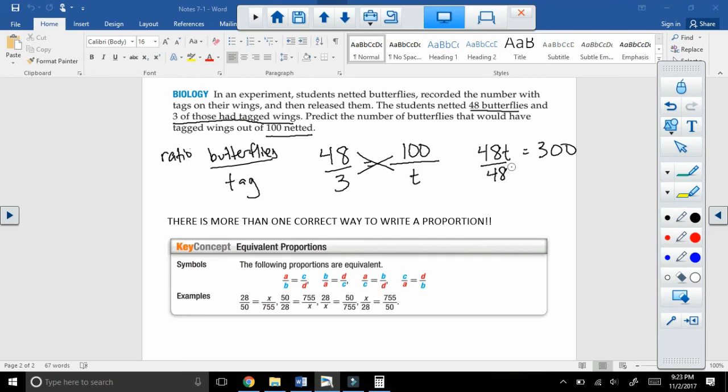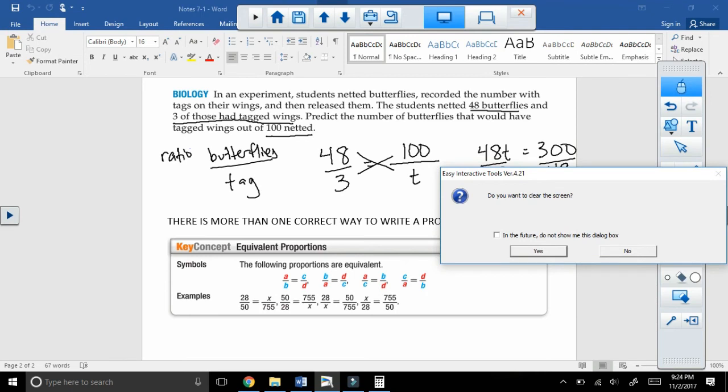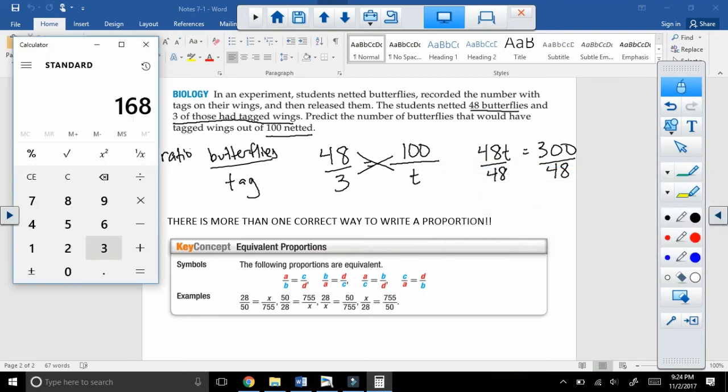When you're solving, dividing each side by 48, you're actually going to end up with a decimal for this. Just grab the calculator again. So we have 300 divided by 48. It's 6.25, but that doesn't really make sense in terms of our story problem. So when it says to predict the number of butterflies, you would say about 6 butterflies. And this is just an approximation. Obviously, for real life experiments like this, it might be more, it might be less. This is just a prediction of what it would be if you kept seeing that same ratio.